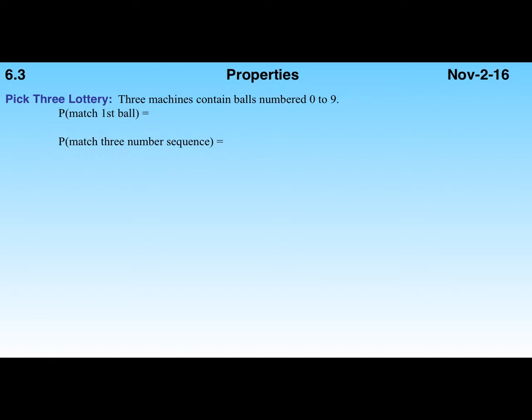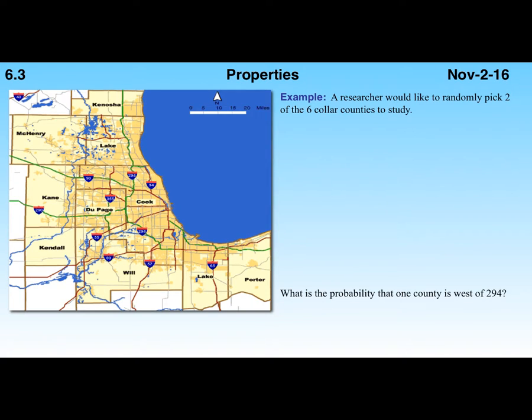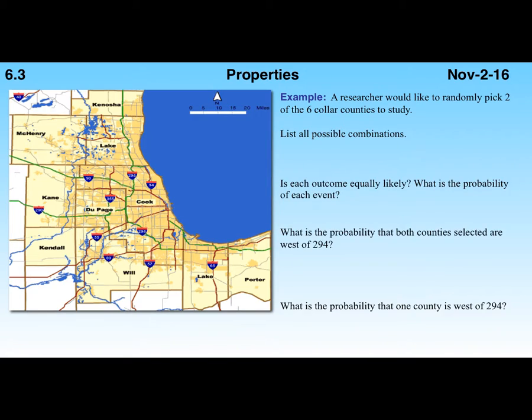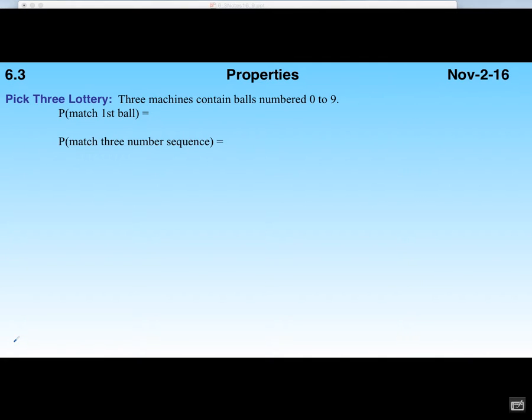What's the probability that you would match a 3-number sequence? So that if I pick the numbers 1, 2, 3, the balls then come up 1, 2, 3. What's the probability that I match the first ball? 1 out of 10. What's the probability that I match the second one? 1 out of 10. The third one? 1 out of 10. So the probability that I match all 3 is 1 out of 1,000.